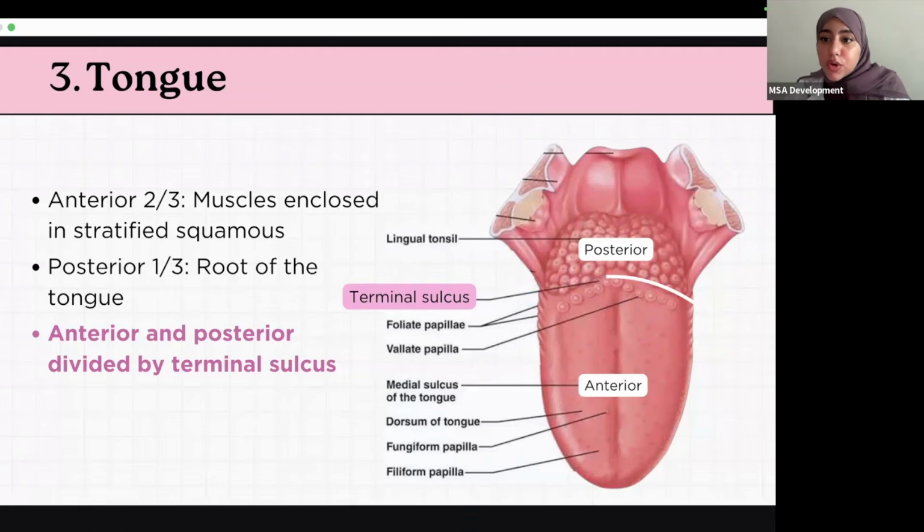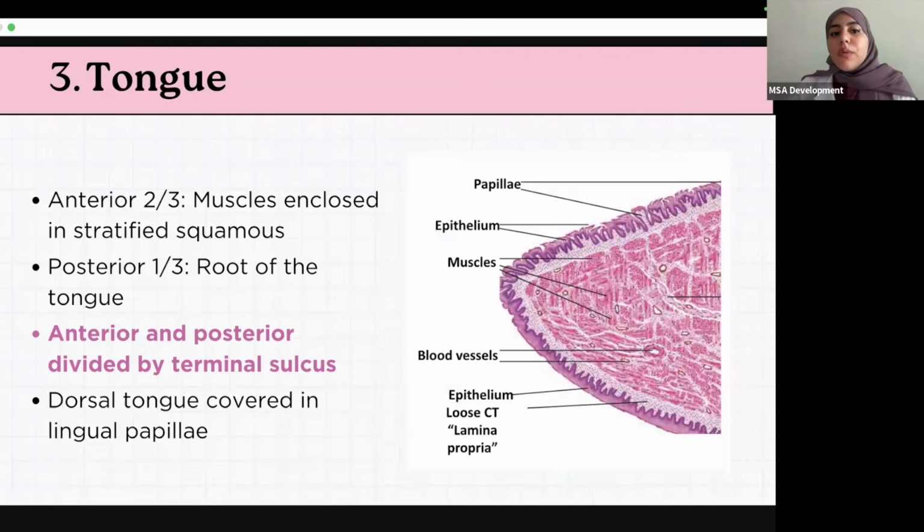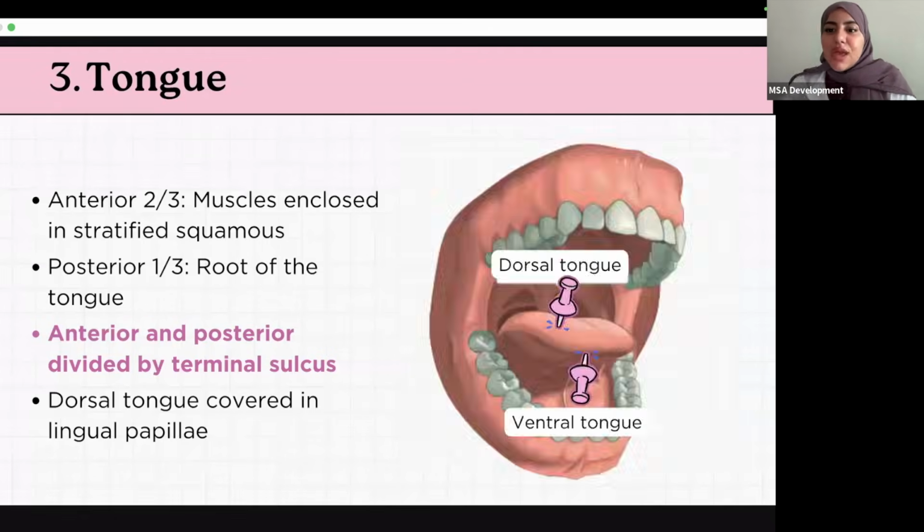And another important thing to understand. Oh, and all of this is also stratified squamous. I'll explain more. But all of this, the epithelium is stratified squamous. However, there are some projections. If you stick out your tongue, you can see a lot of tiny little hairs, and these are the tiny little projections that I'm going to talk about in a second. But just to give you an overall view of the histology. Okay, another important thing is don't mix up the dorsal and ventral tongue.